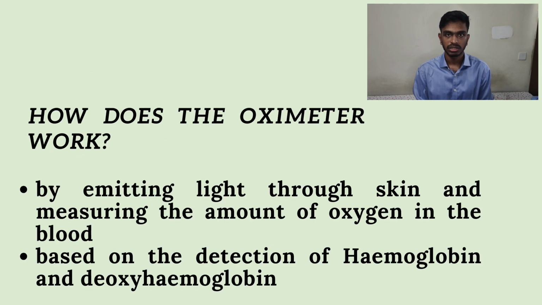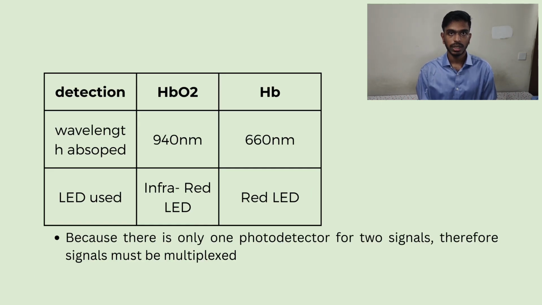So how does the pulse oximeter work? The oximeter emits light through the skin and measures the amount of oxygen in the blood. The measurement is based on the detection of oxyhemoglobin and deoxyhemoglobin. Two different light wavelengths are used to measure the difference in the absorption spectra of HbO2 and Hb.